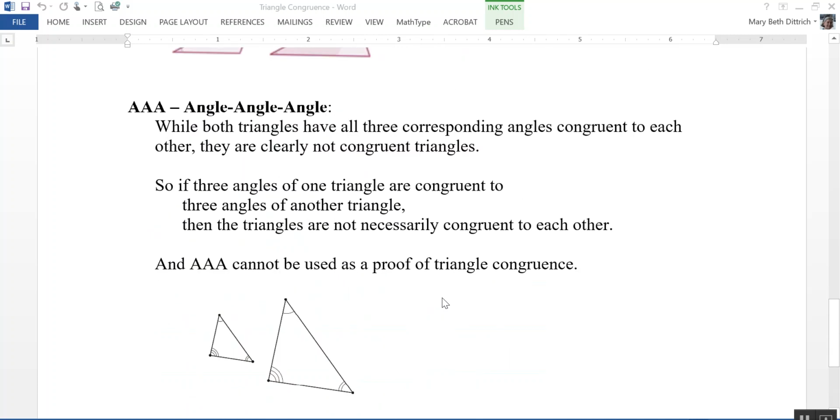AAA stands for angle, angle, angle, and this also does not work. While both triangles have all three corresponding angles congruent to each other, and you can see that marked in this picture here, they're clearly not congruent triangles. So if three angles of one triangle are congruent to three angles of another triangle, then the triangles are not necessarily congruent to each other, and AAA cannot be used as a proof of triangle congruence.